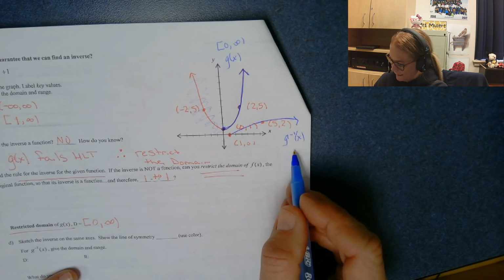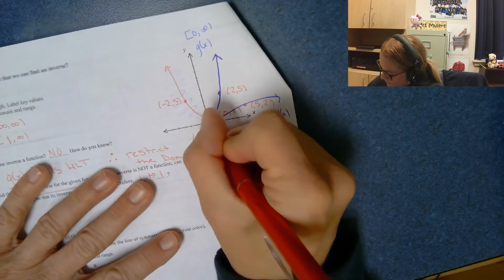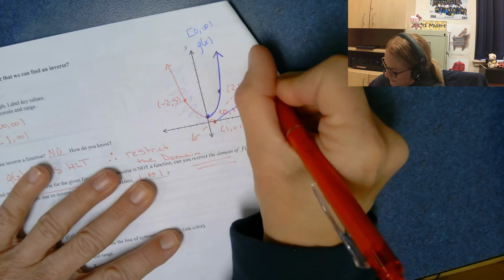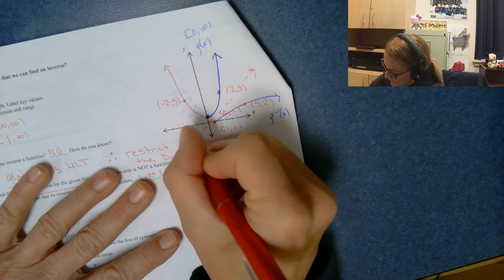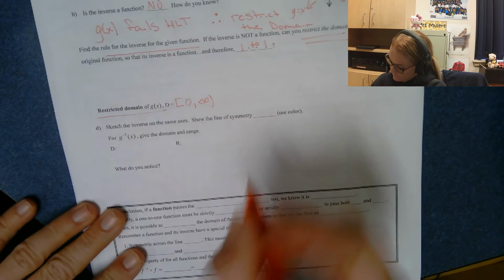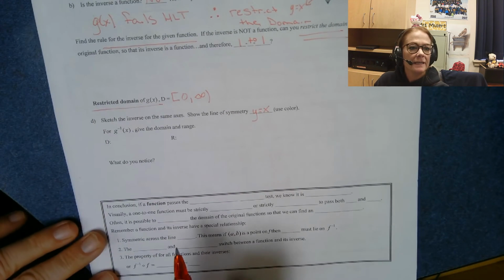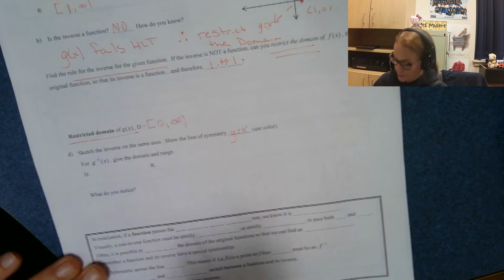All right, let's see what else we have to do here. Sketch the inverse on the line. We did that. And we've got a line of symmetry here, that's y equal to x. Did that. Sketch the inverse on the same axis. We did that. And let's talk about the domain and range of the inverse.